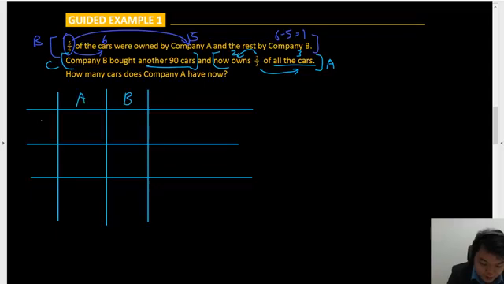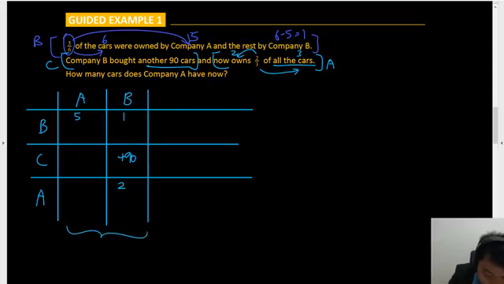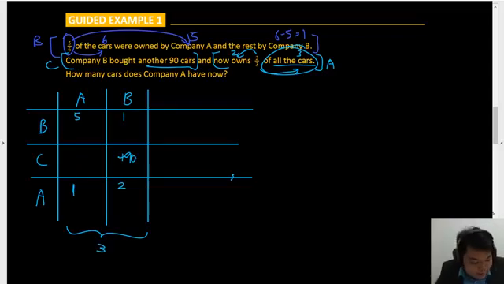Company A, company B, before, change, and after. Okay, so company A has got 5, company B has got 1, company B bought 90 cars, now company B has 2. Company A would have, okay, take note, all of the cars over here is 3. So the total here is 3, and company A would only have 1.